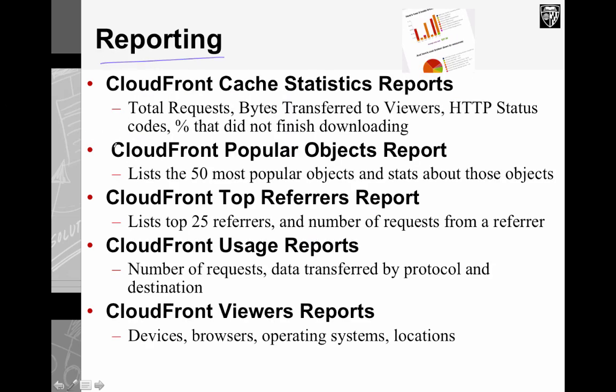As far as reporting is concerned, several reports are available to you. There is the cache statistics report, which tells you the total requests that were made, the bytes transferred to the users, HTTP status codes, and also the percent of requests that did not really finish downloading. This is an important number. This number indicates how effective your edge server is. If people are just canceling the download and walking away, that means it's not fast enough. Maybe you need to reduce the content size, or maybe something else is going on. Maybe the edge server is slow. So that's a pretty important piece of information.